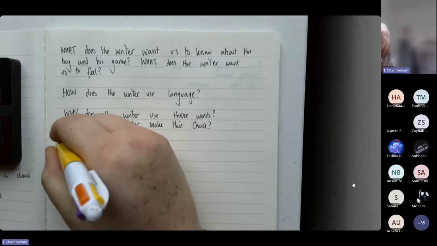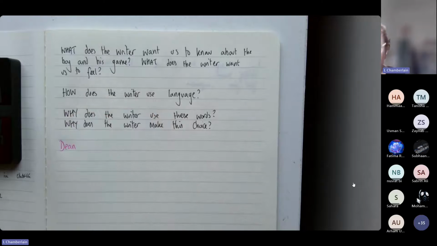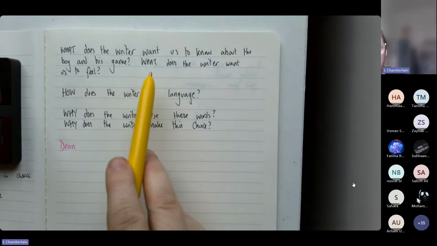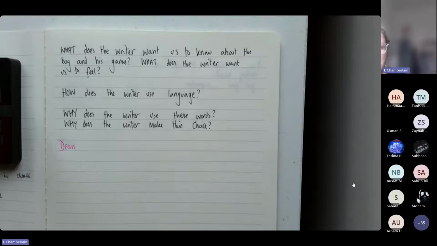So the first thing we're going to do is start by using the writer's surname. Now, the writer's surname will usually be printed on the front of the insert booklet. It's not printed on yours because we didn't print that page in an effort to save trees. So my question, what does the writer want us to know about the boy in his game? What does the writer want us to feel? Well, I know that the writer wants me to think that the boy is really creative, and she wants me to really understand that he's in charge.